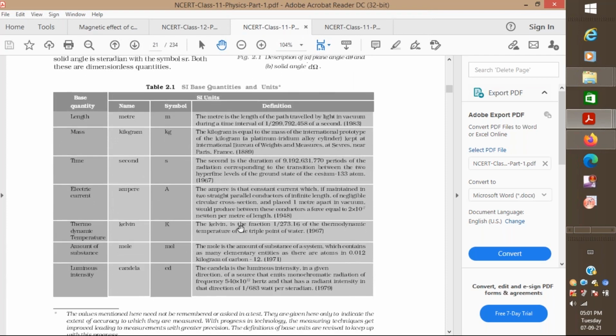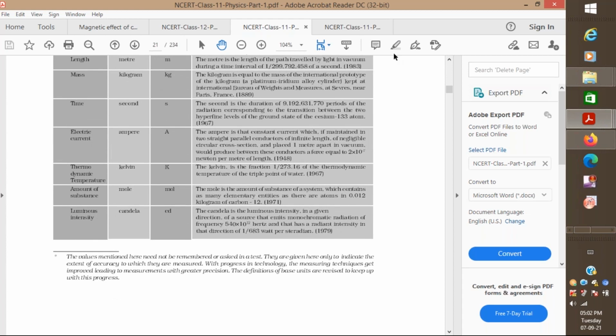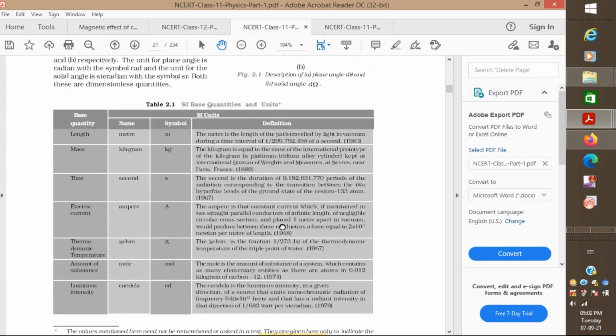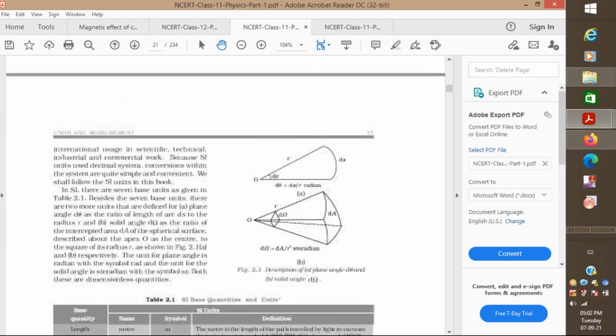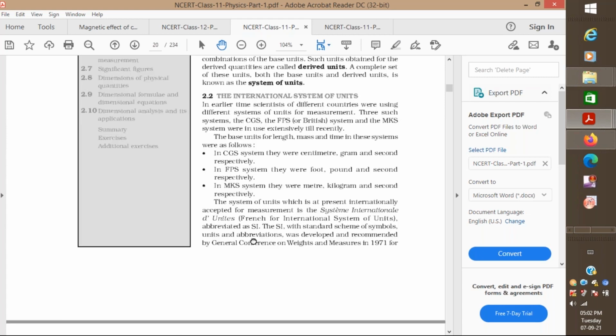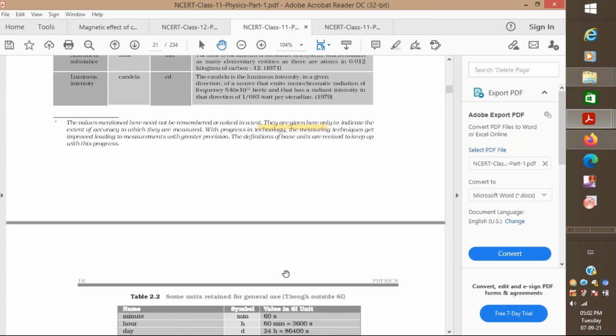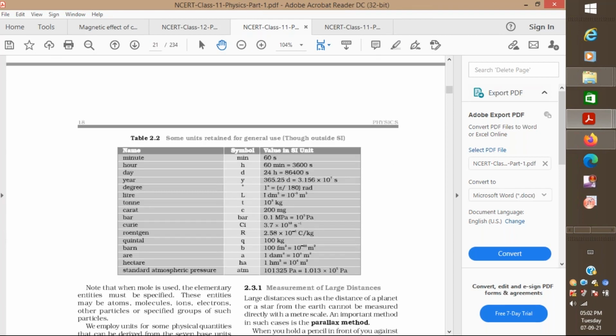Here, see the definitions. All the definitions of the fundamental units are given here. So you just read up to here. Next day we'll start from the next topic. Obviously before that I have not discussed radian and steradian, or the solid angle and plane angle. I'll discuss on that day what is plane angle, what is solid angle, and then we'll proceed.